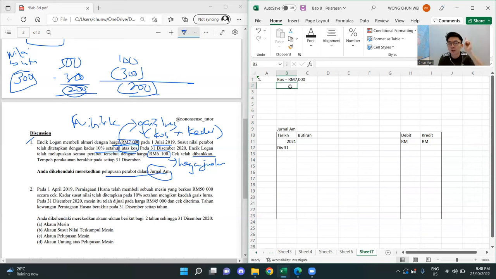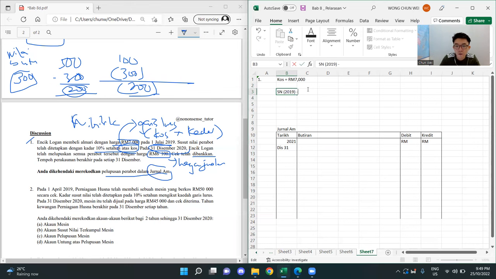Okay, so when do we start using this almari? From 1st July 2019, and when do we sell? We sell on 31st December 2020. So now if you want to find our susut nilai terkumpul, meaning I have to first find my susut nilai for 2019, correct or not? Because I use like 2019 and 2020 mah. So let's find from 2019 first.